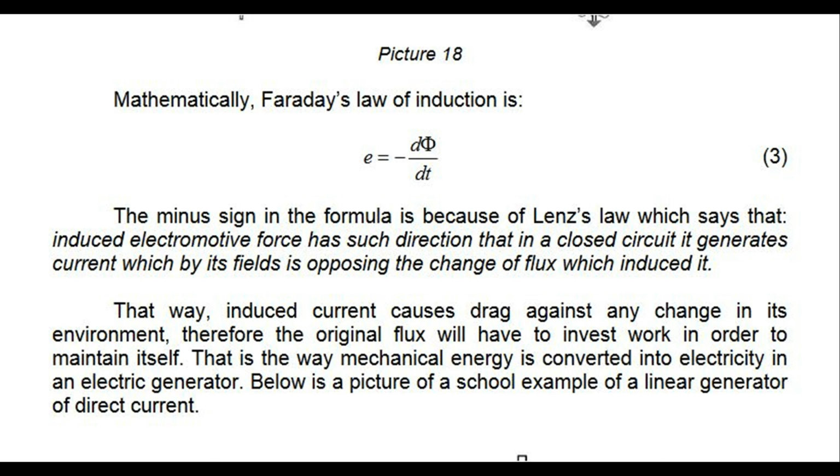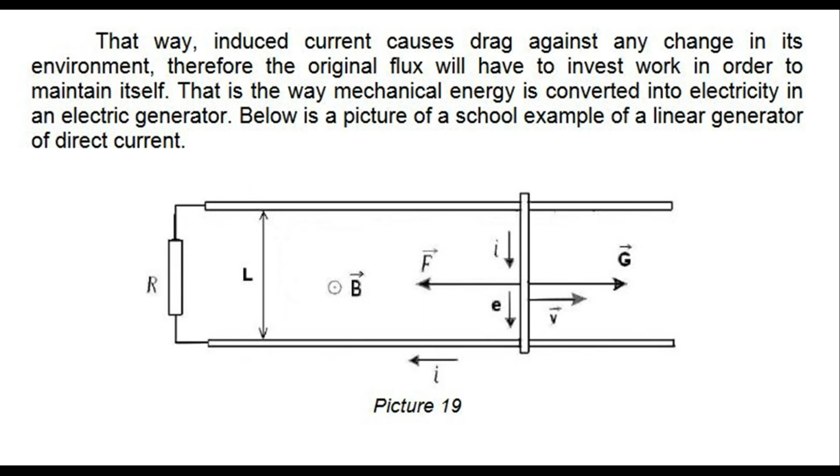The minus sign in the formula is because of Lenz's law, which says that the induced electromotive force has such direction that in a closed circuit it generates current which by its fields opposes the change of flux which induced it. That way, induced current causes drag against any change in its environment, therefore the original flux will have to invest work in order to maintain itself. That is the way mechanical energy is converted into electricity in an electric generator.